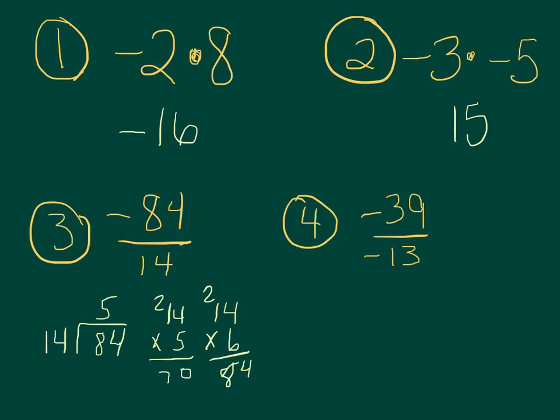So now you have a negative 84 divided by a positive 14, so your answer is going to be negative 6. And last but not least, number 4, a negative 39 divided by a negative 13. You got to figure out 13 times what is going to give you 39. So if you try 3, 3 times 3 is 9, 3 times 1 is 3, so it's 3. Okay, a negative divided by a negative makes a positive, so your answer is positive 3.